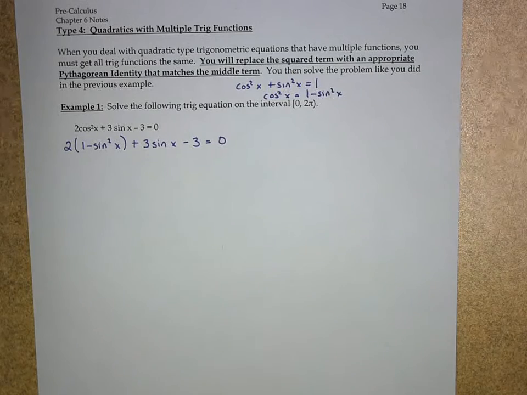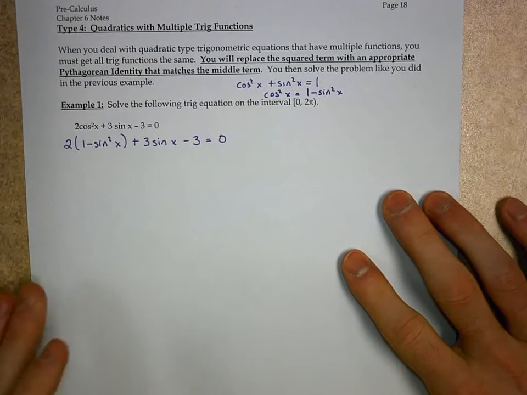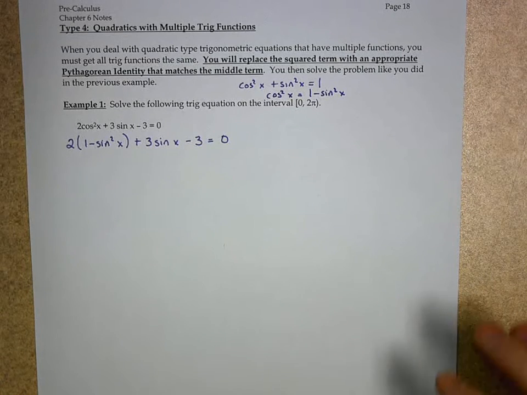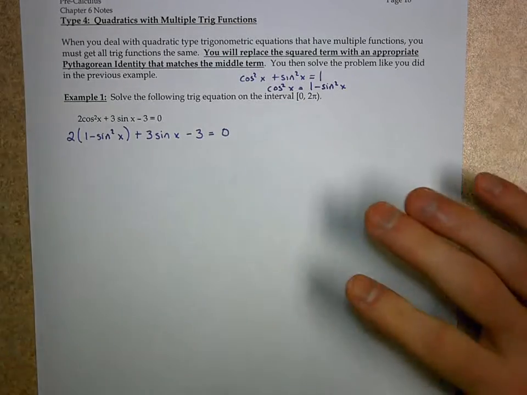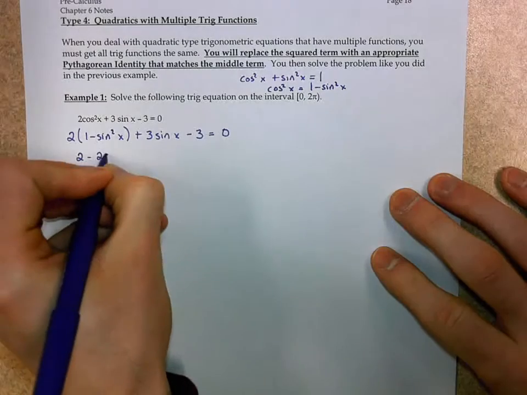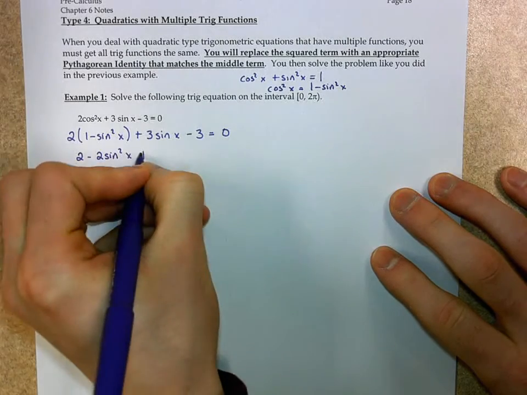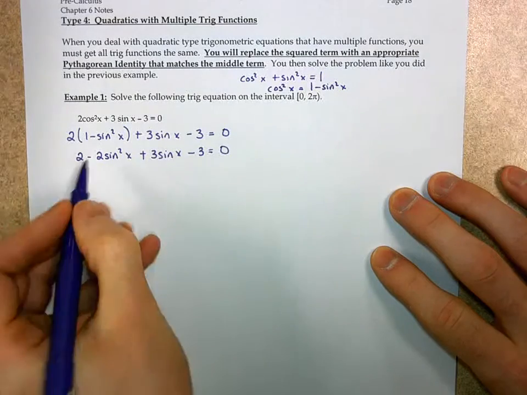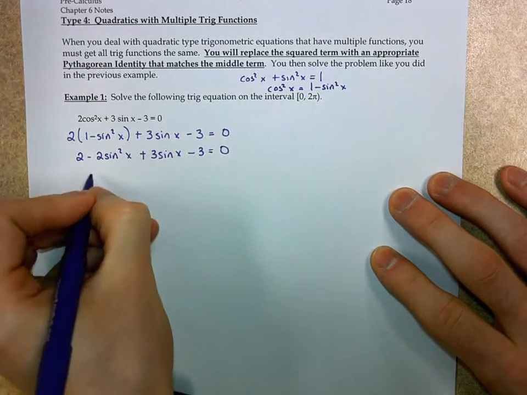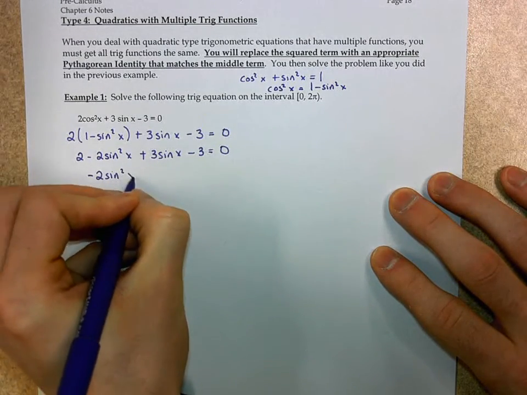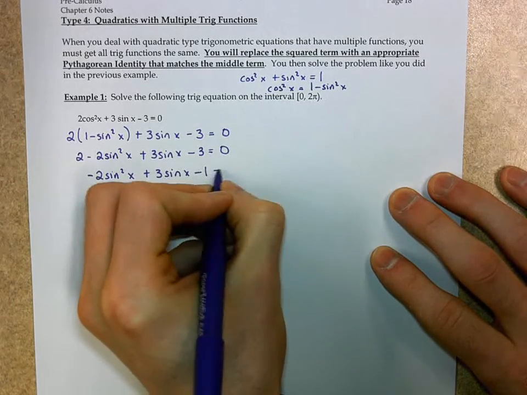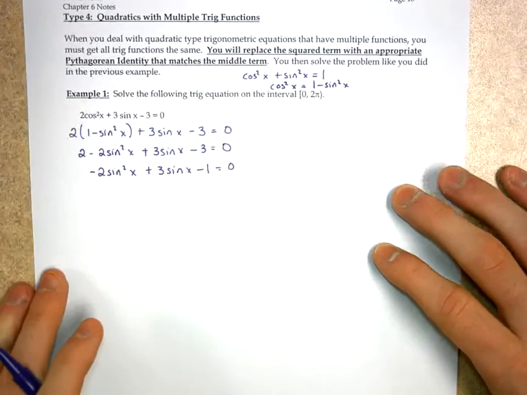So now that I've done that substitution step, I've got sines all the way through. And with that, I can do simplification, quadratic formula, factoring, all the stuff that I've done in the past. So we'll distribute that 2 in. 2 minus 2 sine squared of x plus 3 sine of x minus 3 equals 0. I can combine my like terms right there. So minus 2 sine squared of x plus 3 sine of x minus 1 is equal to 0.